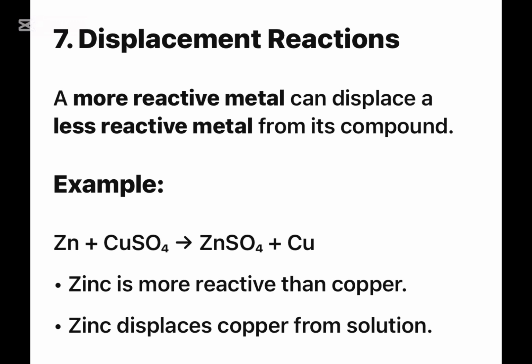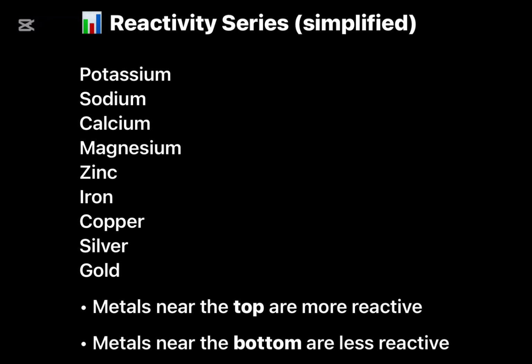For example, zinc displacing copper from copper sulfate to form zinc sulfate and copper. In this case, zinc is more reactive than copper and zinc displaces copper from its solution. Here is a reactivity series that shows how metals are arranged based on reactivity from the most reactive to the least reactive. You can see that in that list, zinc is above copper in the series. So hence, zinc will displace copper according to that reaction.